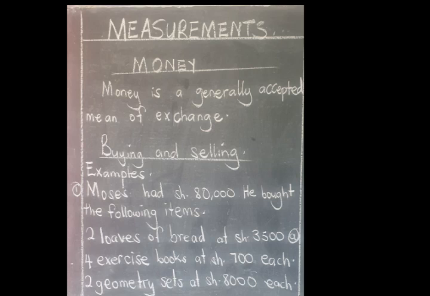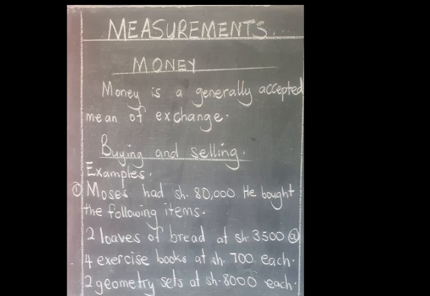Example number 1 says Moses had 80,000 shillings. He bought the following items: 2 loaves of bread at 3,500 shillings each. That symbol you're seeing there stands for the word each. Then we have 4 exercise books at 700 shillings each. Then we have 2 geometry sets at 8,000 shillings each. Children, wherever we see the word each, or the word per, it means they have given us the unit cost.